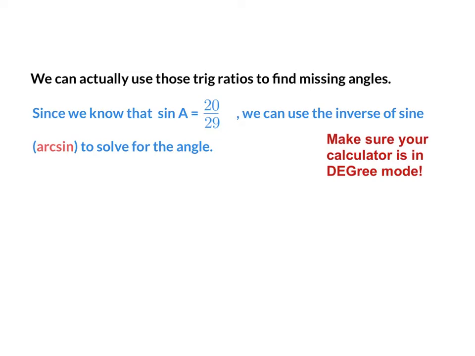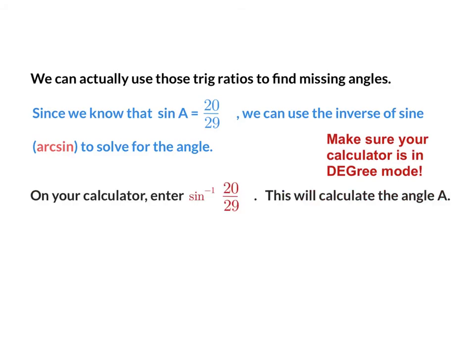So here's what you're going to do. In this case, on your calculator, you're going to enter the inverse sine, or arc sine, of 20 over 29. Now, you are probably going to want to make sure all of that is in its own set of parentheses. I believe when you do the inverse sine, it'll give you a left parenthesis already. Just make sure you close it.